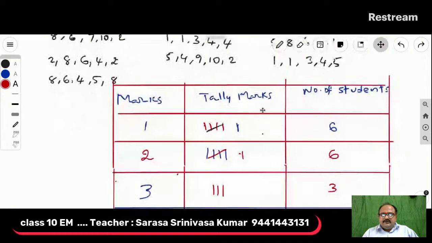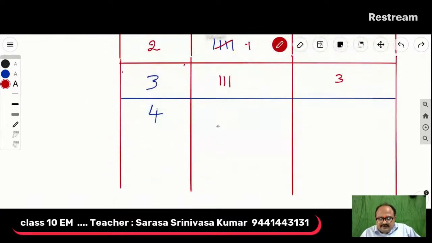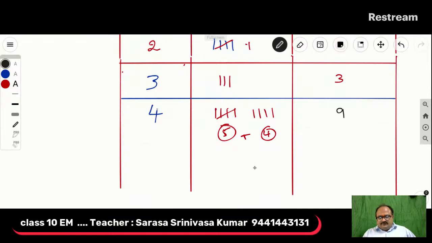So we will note down the tally marks here. 9 students can be written as 1, 1, 1, 1, and this is 5. Now 4 students can be written as 1, 1, 1, 1. So this is 4. 4 plus 5 is 9. So how many students got 4 marks? 4 students got 9 marks.